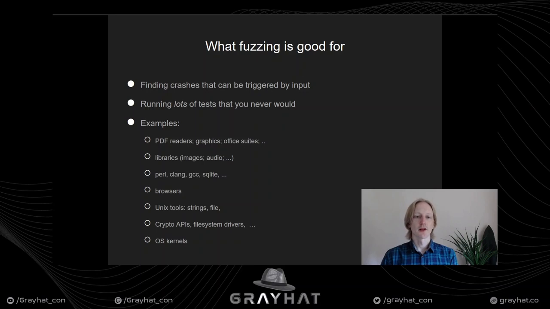There's a big list of examples here of different types of software that fuzzing has found bugs in, and you see that they fall into this category that they all take some kind of structured input, and a crash is usually considered a bad thing in any of these.